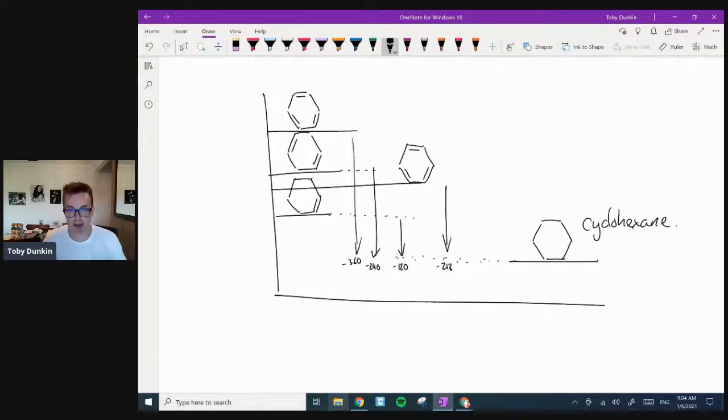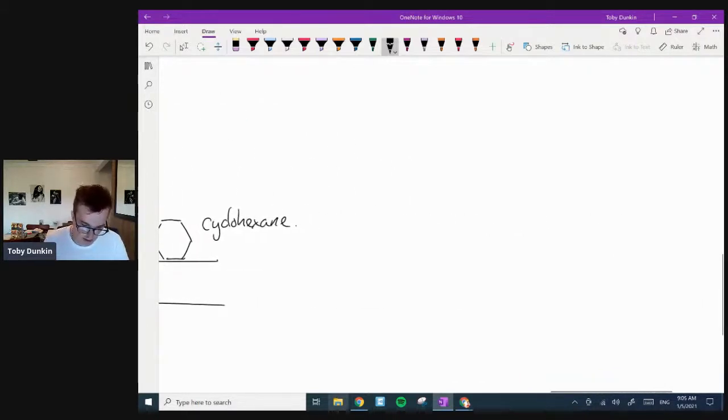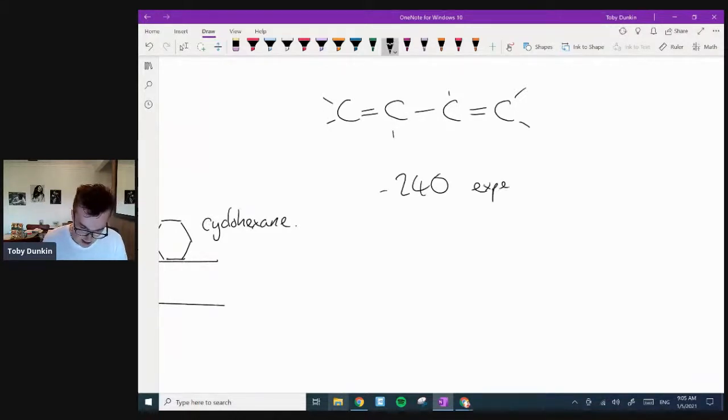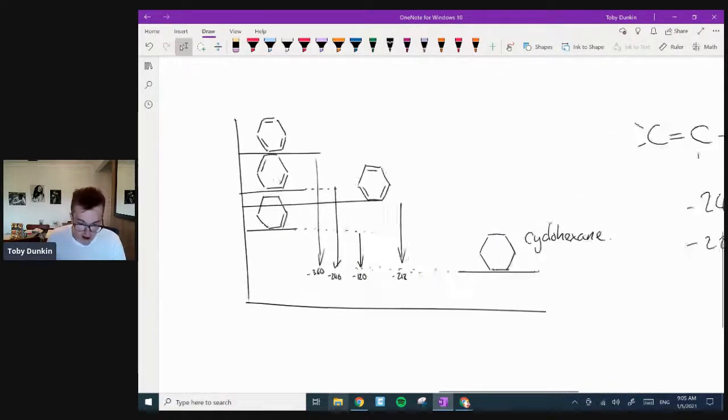We have a delocalized pi system between three double bonds. When we did the butadiene, the expected value was minus 240, and actually it was about minus 220. The difference is only small, there's only a small discrepancy. But because benzene has three of them, in a circle, it stabilizes it even more, so it's way, way lower.